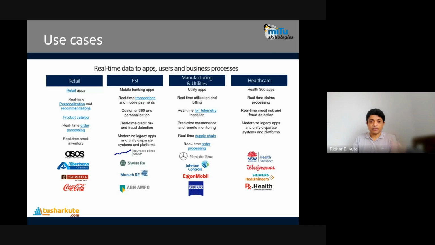They are using that. Then in FSI, mobile banking applications, real-time transactions, mobile payments, customer personalization, credit card real-time fraud detection. They are also using AI and ML algorithms as a backend. Then in manufacturing and utilities, manufacturing means automobile companies or mechanical industries, they're also using real-time IoT telemetry ingestion.